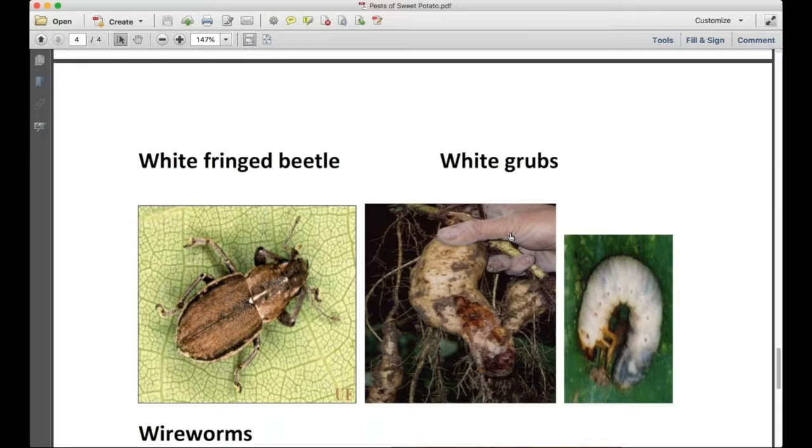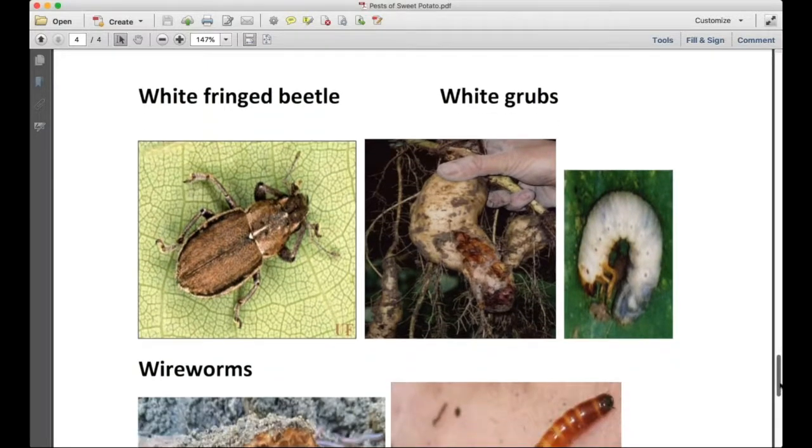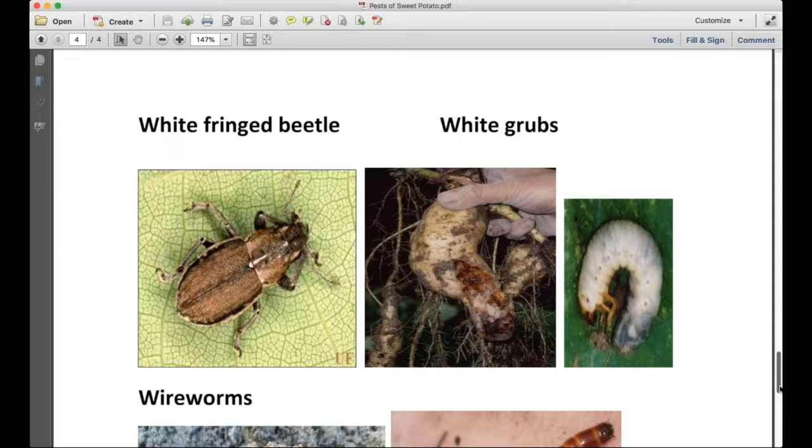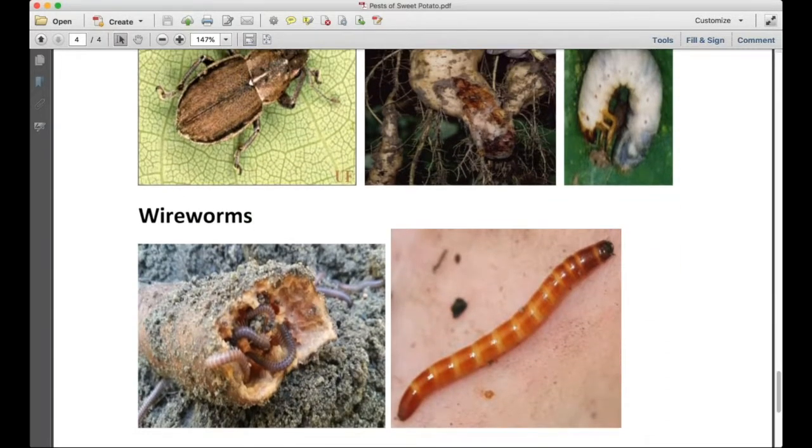For white grubs, you have to periodically look into soil management, where you see sudden wilting and sudden dying of the plants. We have to ensure there is no grub damage, because the grub feeds on the root and we don't see the damage until the plant shows symptoms. And the next one is the wireworms. This has been one of the serious problems in the southeast.